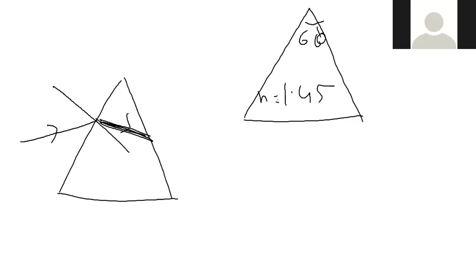Calculate the angle of incidence at the first phase. At the first phase, the ray will reflect internally at the second phase. Just TIR means the light will go along the surface. Yes, sir. So you want to calculate this angle.